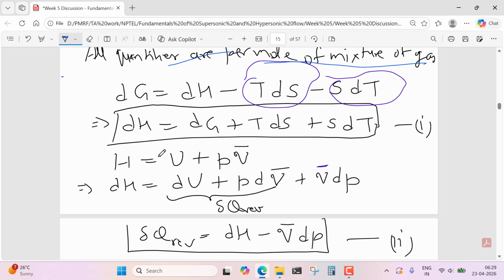So we'll take the derivative of this equation. We get dH equal to dU plus P dV bar plus V bar dP. And if you see this part, dU plus P dV bar, it is nothing but reversible heat. So it is equal to del Q reversible. So if we write everything in terms of this, we get del Q reversible equal to dH minus V bar dP.